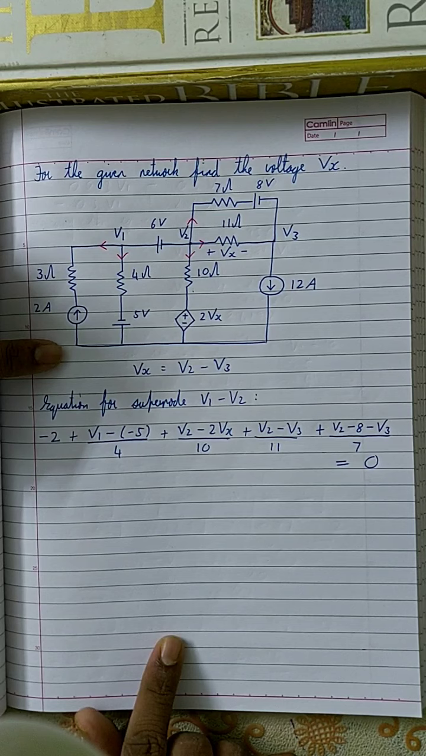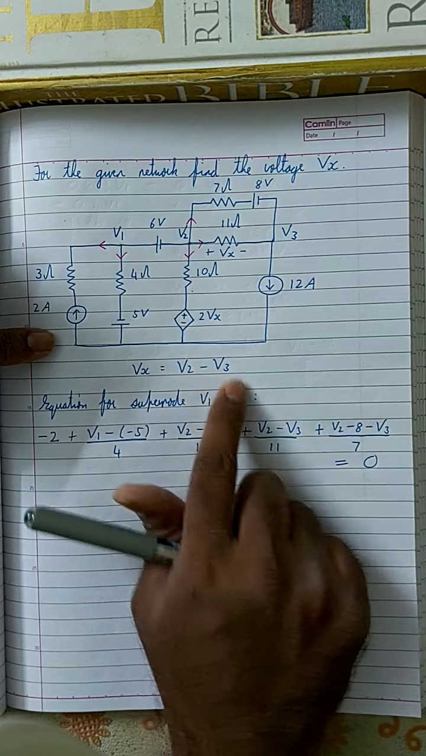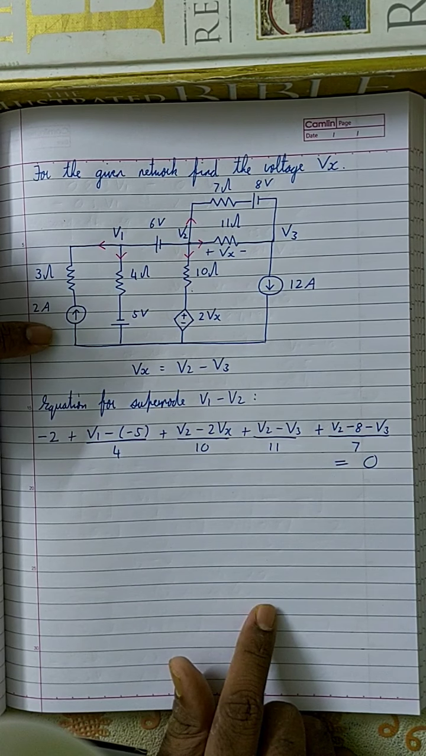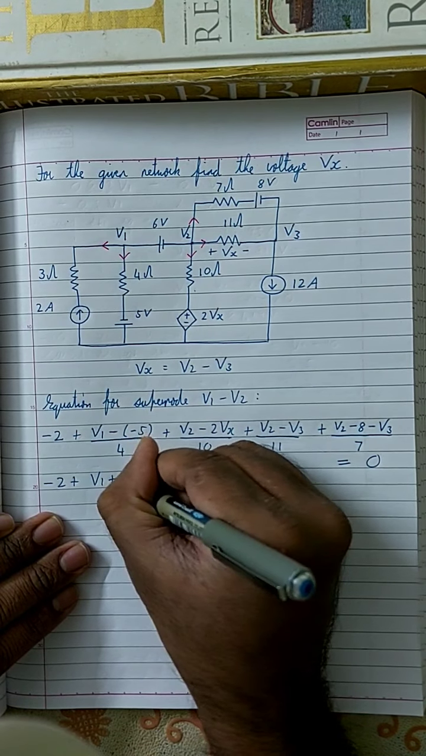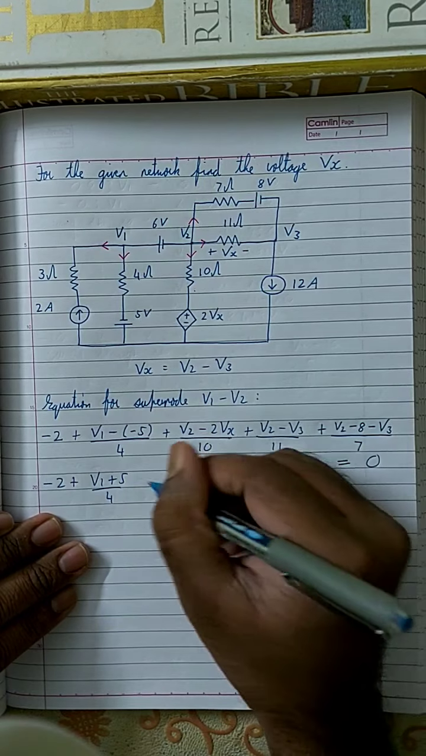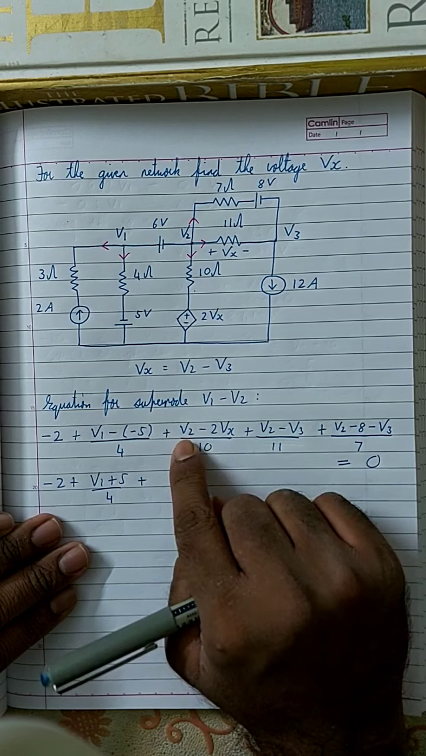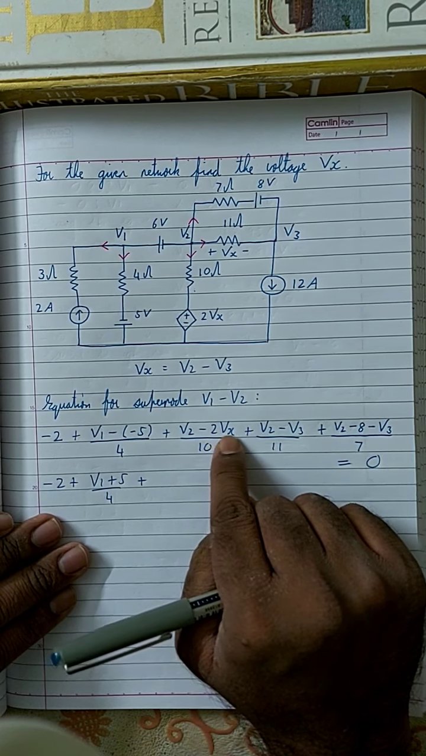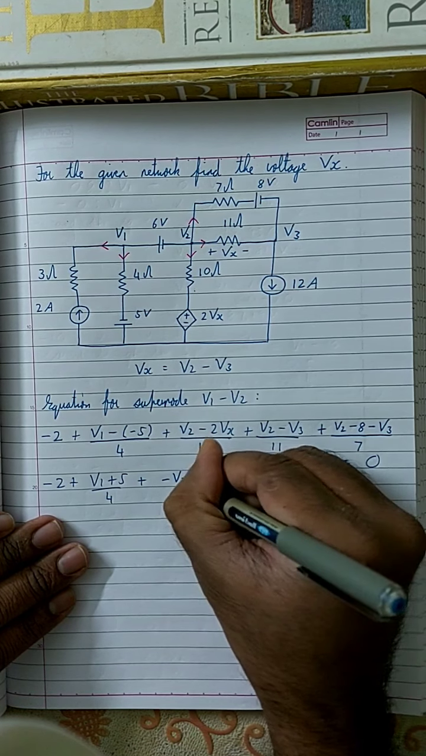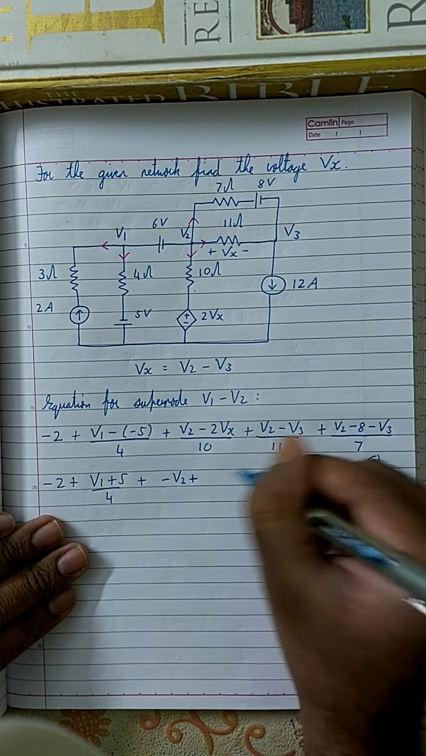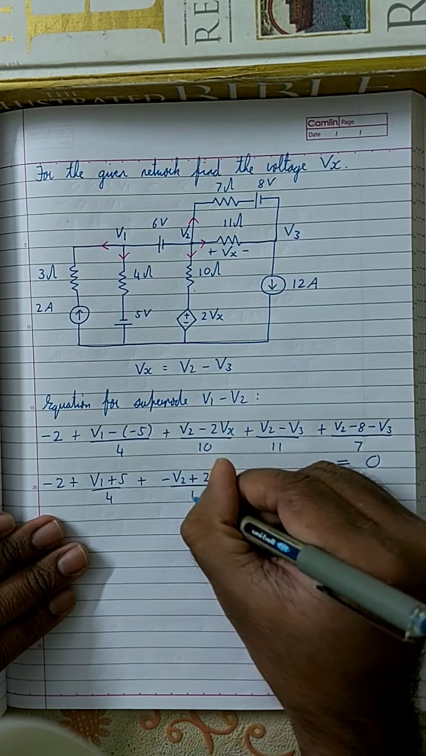Right? So now I will write this in terms of, first I will remove this Vx. What is Vx? V2 minus V3. So I replace Vx with V2 minus V3. Let me write that equation. So it will become minus 2 plus V1 plus 5 by 4, and plus, what about this? This is V2 minus 2Vx, or V2 minus 2V2 plus 2V3, which is nothing but minus V2 plus 2V3, right? Plus 2V3 by 10.